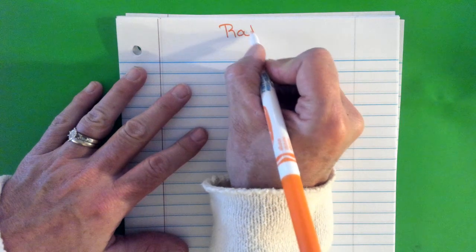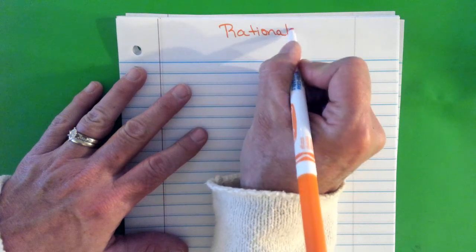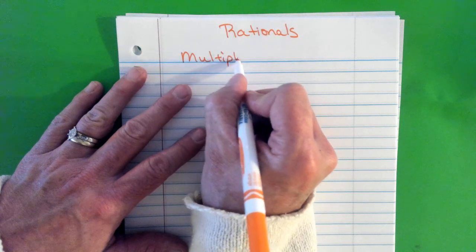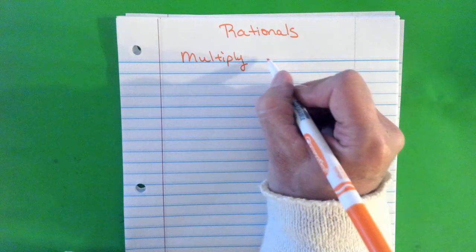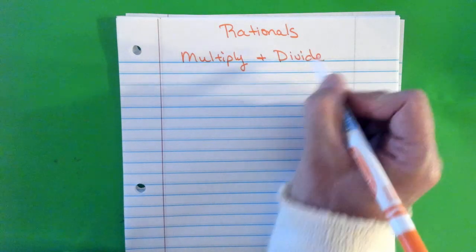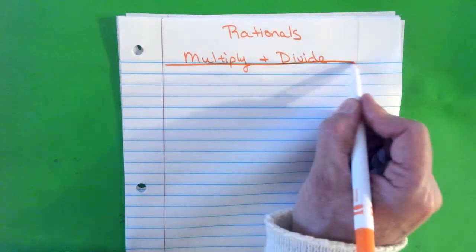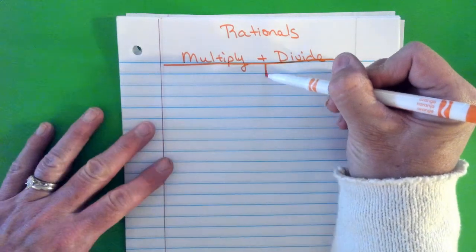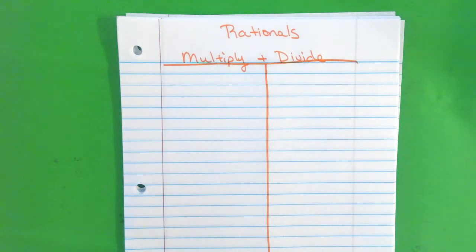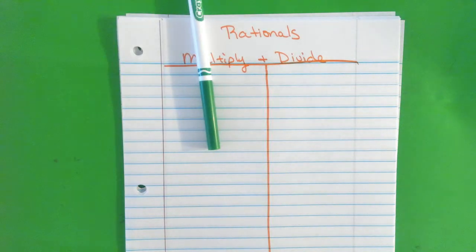All right, so title it Rationals. Multiply and divide. Okay, I'm going to underline it, and then I'm going to draw that T all the way down again. And then I'm going to switch to green. Just for a moment.